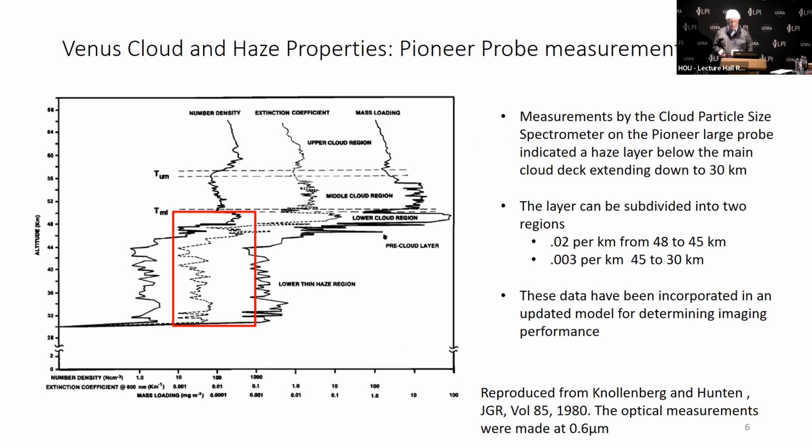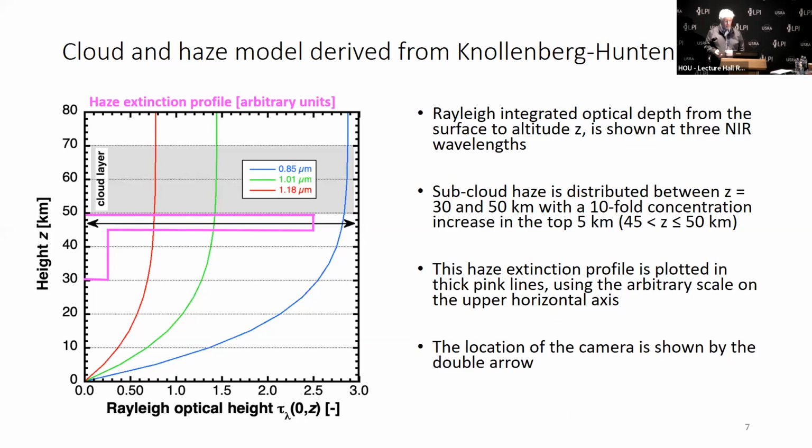We've drawn on the data from the cloud particle size spectrometer, the Pioneer Large Probe, to base our knowledge of the clouds and the subcloud haze layer. This is a little complicated here, so we've simplified it into a model. The shaded area shows the clouds, and the pinkish outline shows the subcloud haze layer. And that's composed of a region between 50 and 45, which is fairly dense, and then below that from 45 to 30, much more tenuous. And our platform, we expect to be more or less in the middle of that somewhat more dense haze layer.